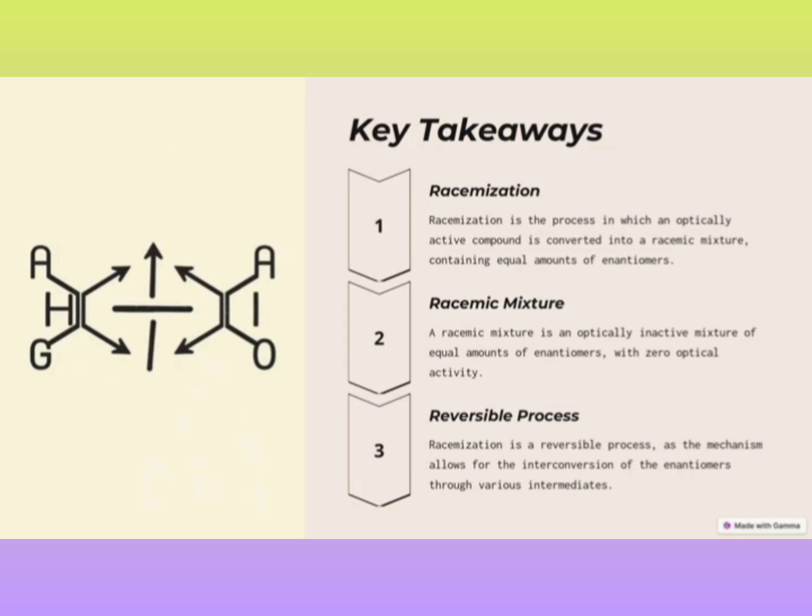To summarize, racemization is a process in which optically active compounds consisting of a single enantiomer are converted into an equal mixture of enantiomers with zero optical activity, that is a racemic mix. And a racemic mixture is an optically inactive mixture of equal amounts of enantiomers.